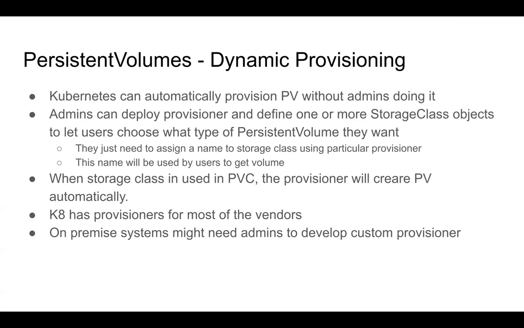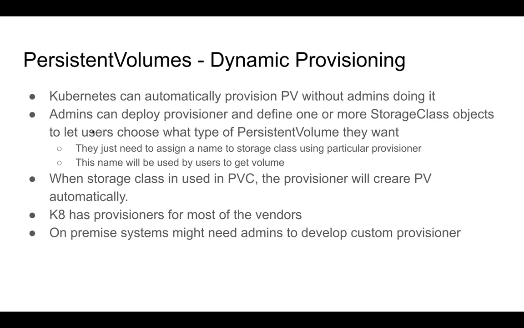So far what we have discussed is that administrators create the persistent volumes, and the application developers use persistent volume claims to claim those. And if the existing persistent volumes are already claimed by the existing persistent volume claims, and you create a new claim, and you don't have the storage available in persistent volumes, you will not get it. So how do you solve this? Dynamic provisioning. Kubernetes can automatically provision persistent volumes without admins doing it.